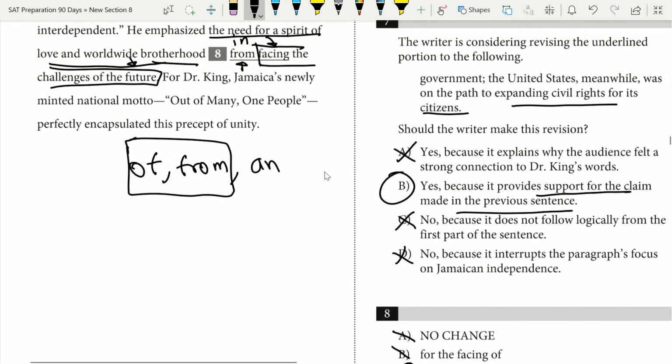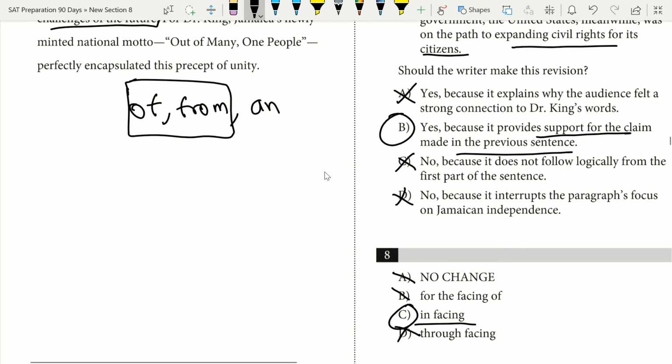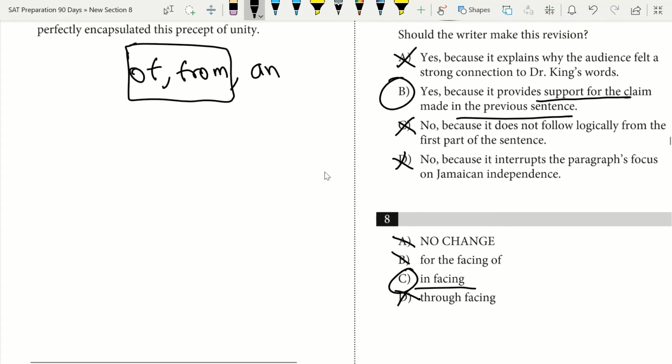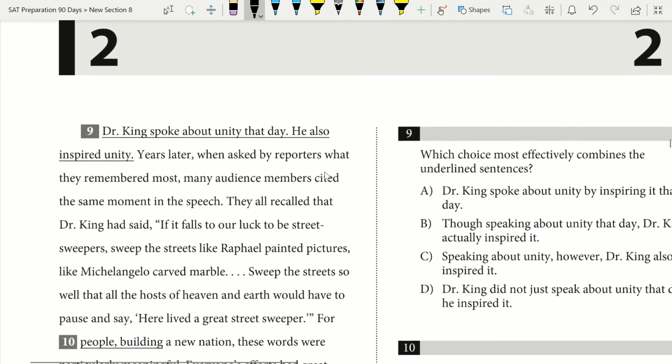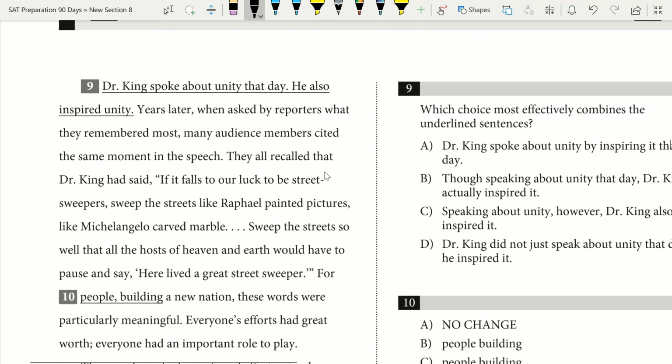So for Dr. King, Jamaica's newly minted national motto, "Out of many, one people," perfectly encapsulated this precept of unity. Okay, now I'm told to choose which choice most effectively combines the sentences, right? And I already know that that's probably going to be my question because I see I have two sentences with a period between them, so I'm probably going to have to connect them. So Dr. King spoke about unity that day. He also inspired unity. I don't want to say unity twice, so I'm going to look for an answer choice where I don't say unity twice, because that's repetitive. So let's see if I can find one that does that.